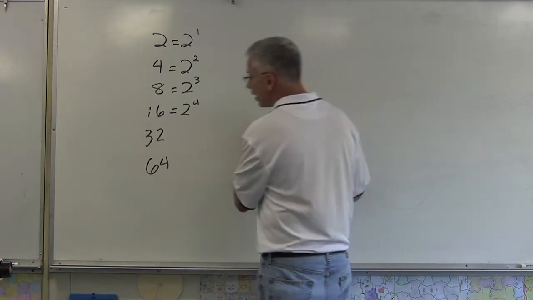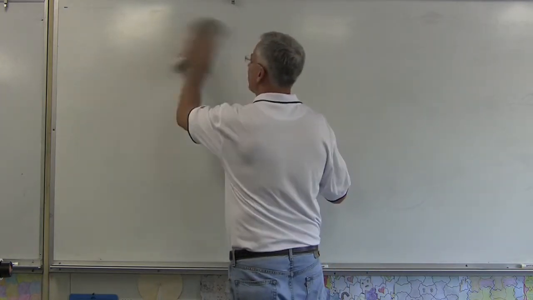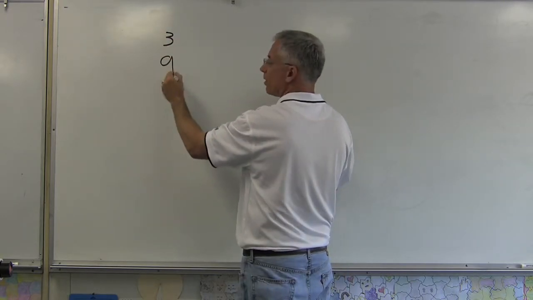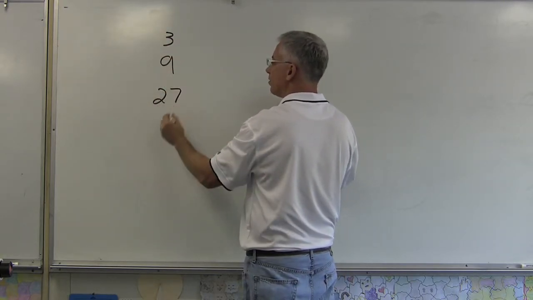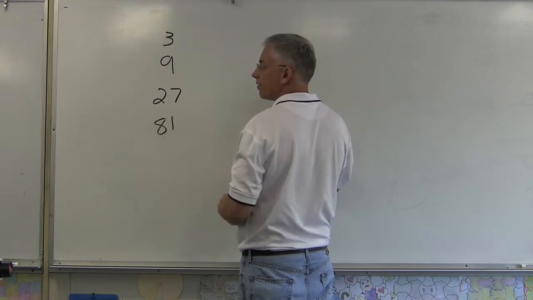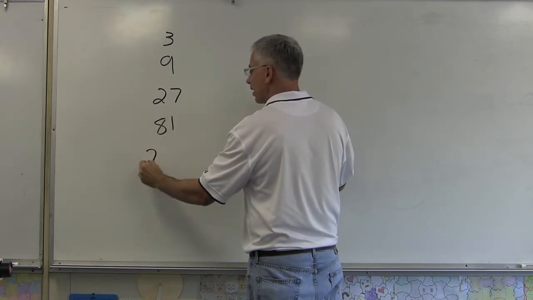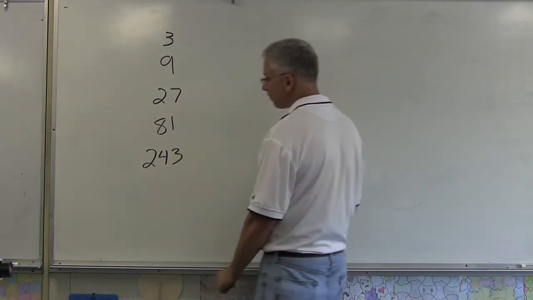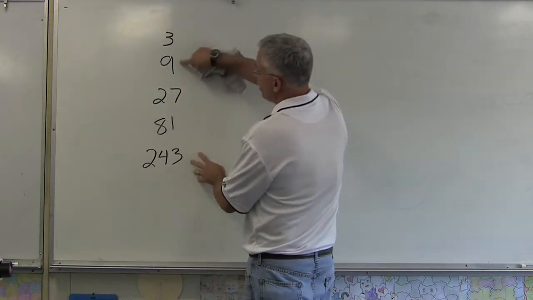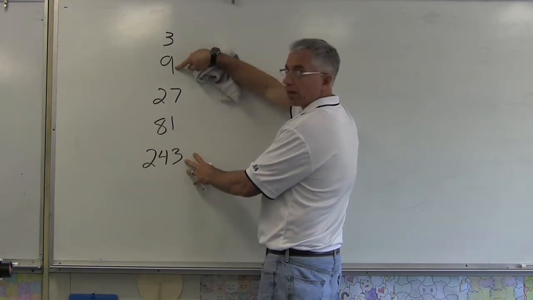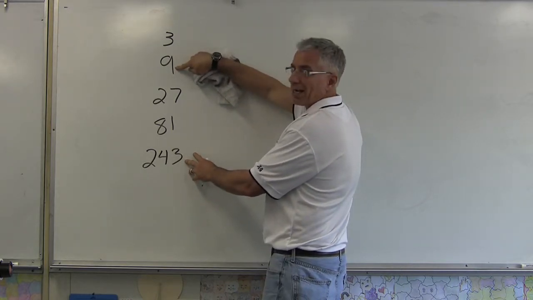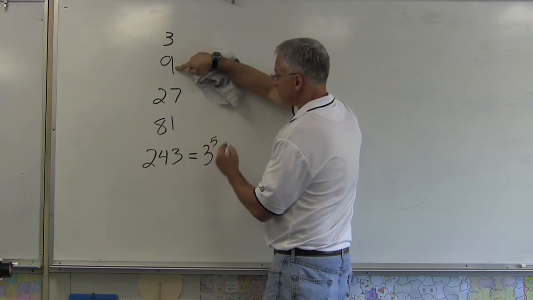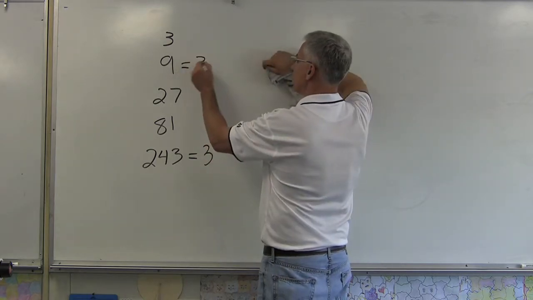Similarly, these numbers are common with each other. 3, 9 is 3 squared, 27 is 3 cubed, 81 is 3 to the fourth. I don't think they'll get this high unless they're in a bad mood. 243 is 3 to the fifth. If I saw these numbers in a problem, my instinct right away is to change these both to base 3's. This is 3 to the fifth and this is 3 squared.